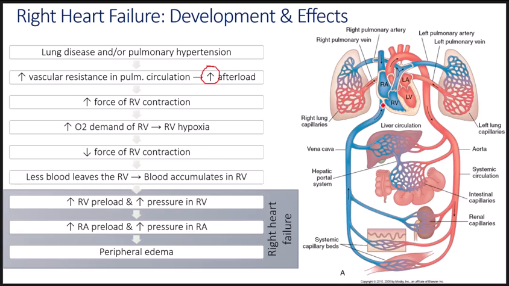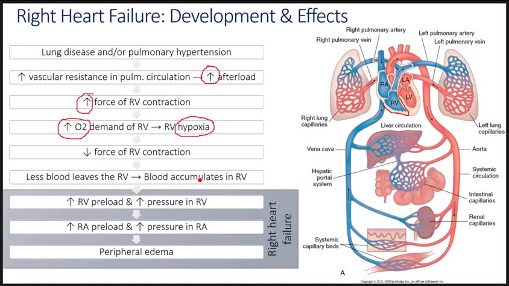So if there's this increase in afterload, the right ventricle is going to say, what the heck's going on here? How am I going to get blood where it needs to go? Well, I'm going to contract harder. So the right ventricle is now going to contract harder than is considered normal. The problem with that is because it's working harder, its oxygen demand is going to go up, but it's not necessarily going to be getting more oxygen. And so it starts to experience hypoxia.